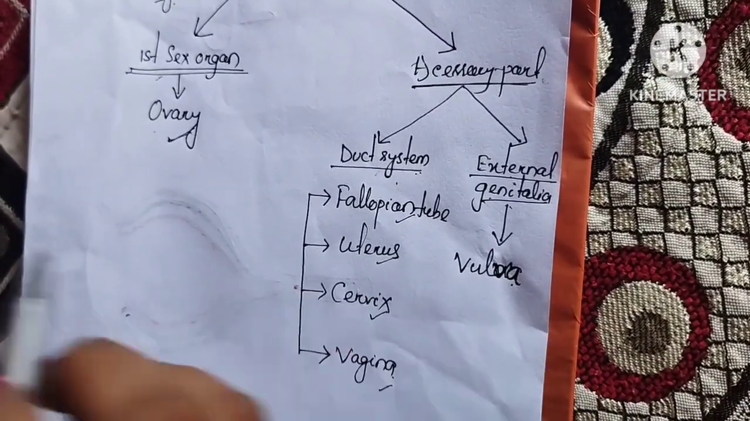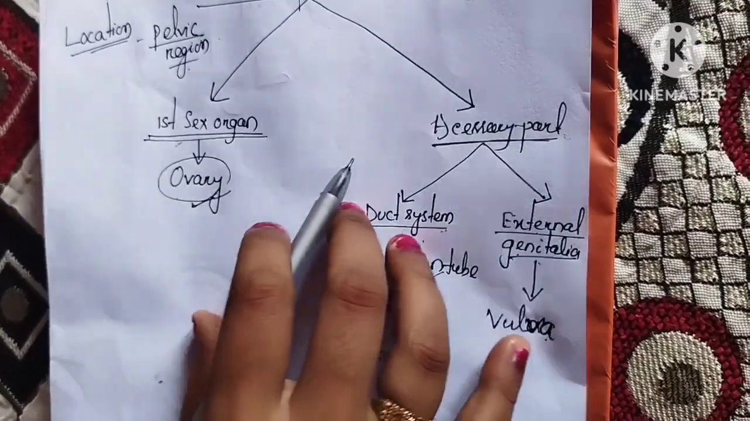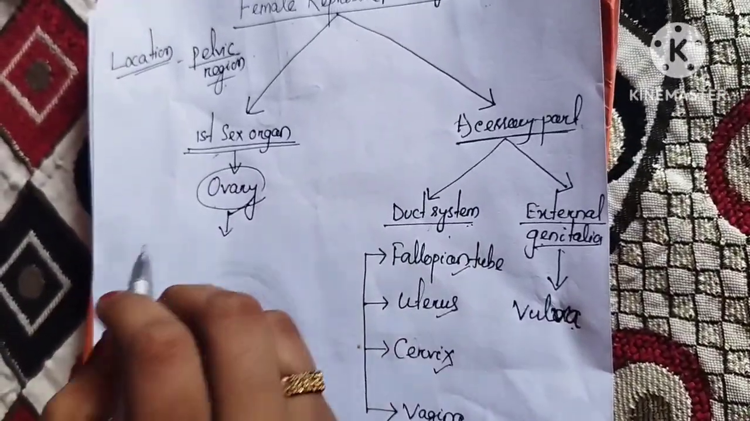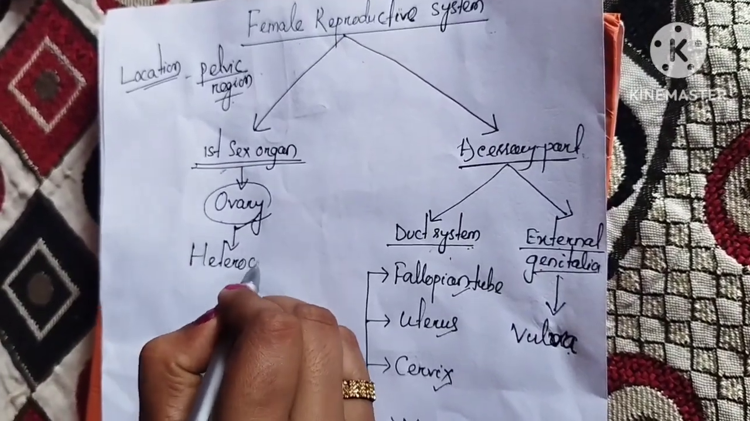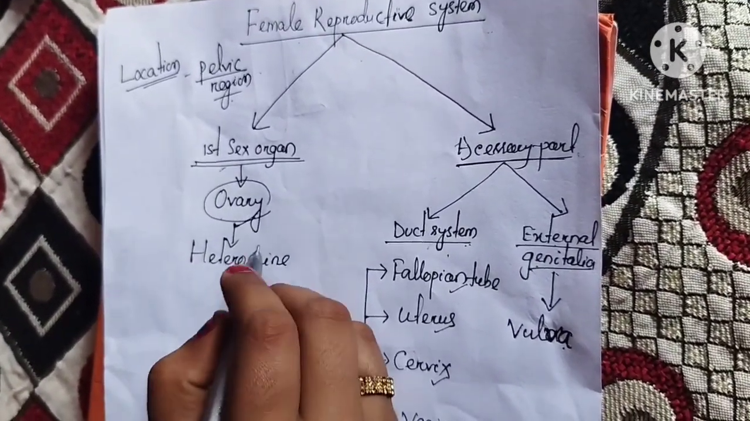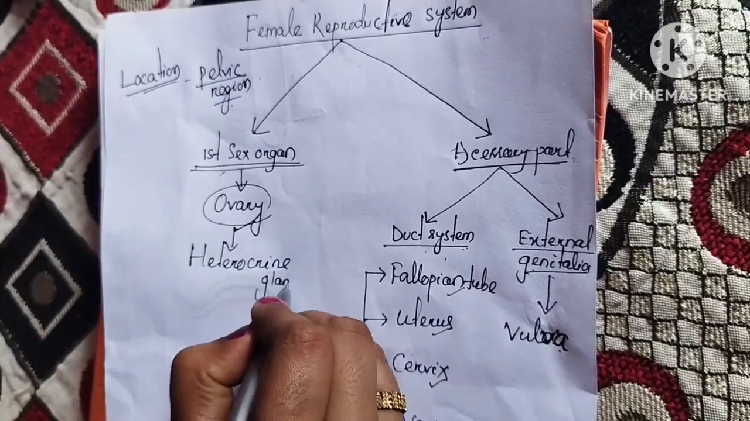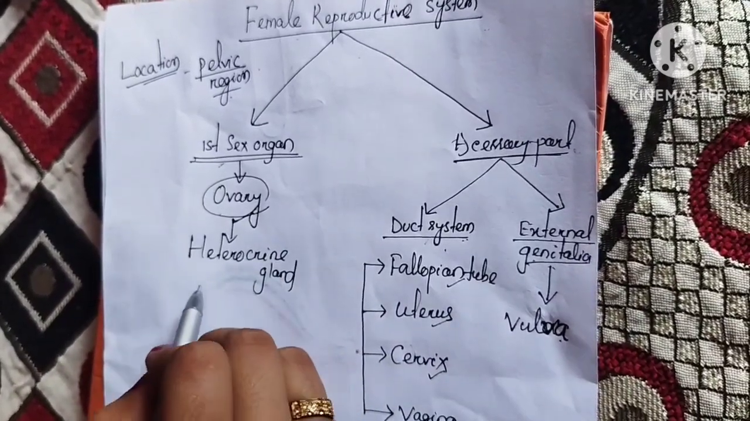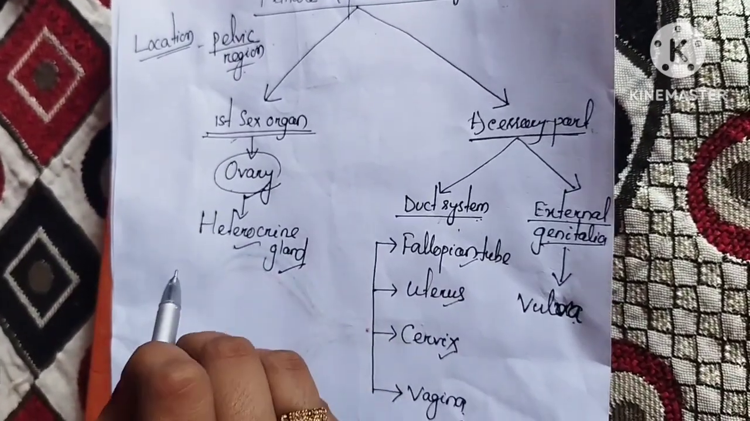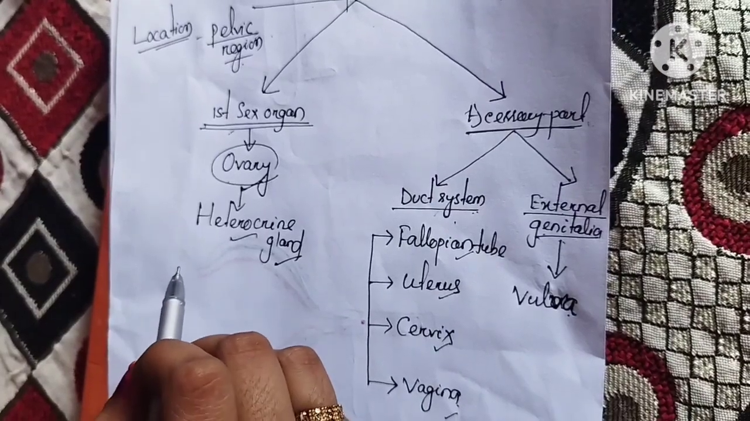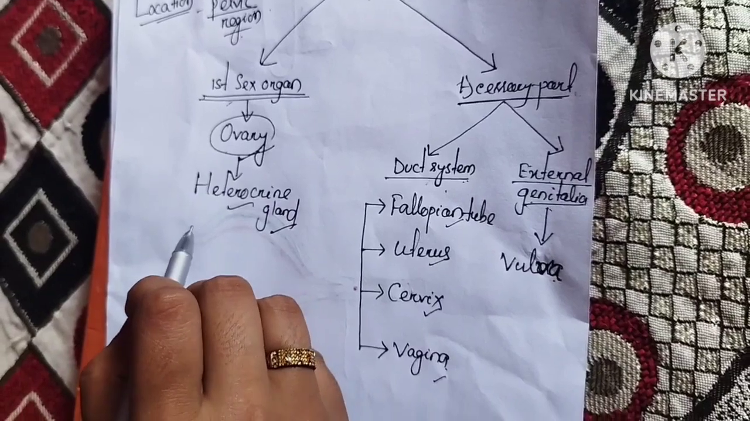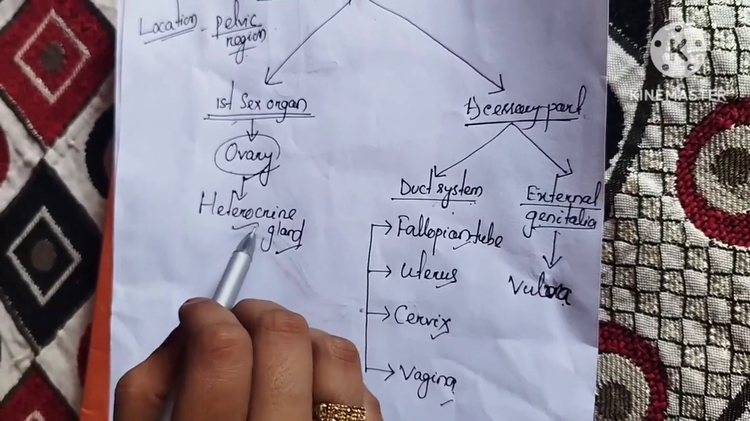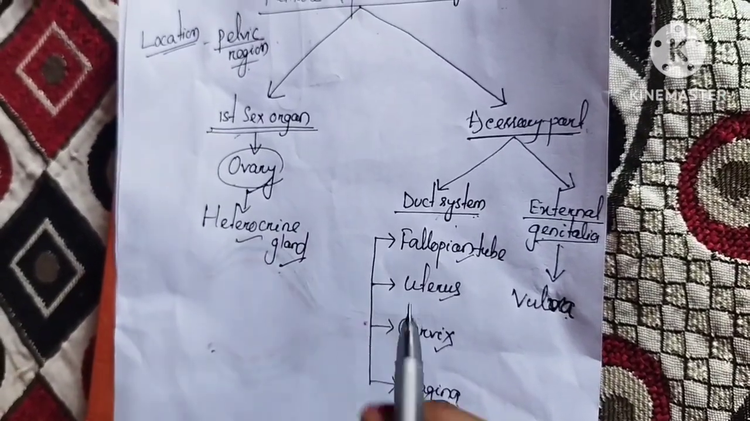The ovary is called a heterocrine gland because it secretes both exocrine and endocrine secretions.